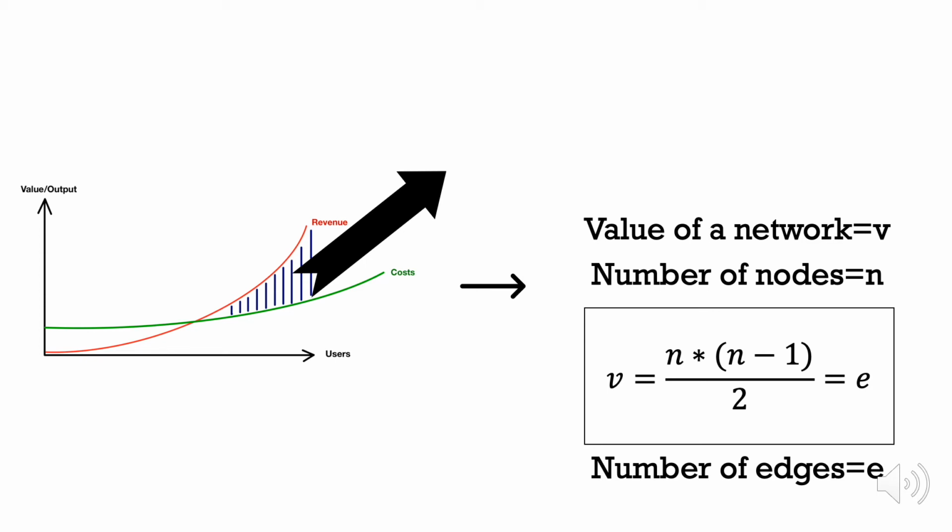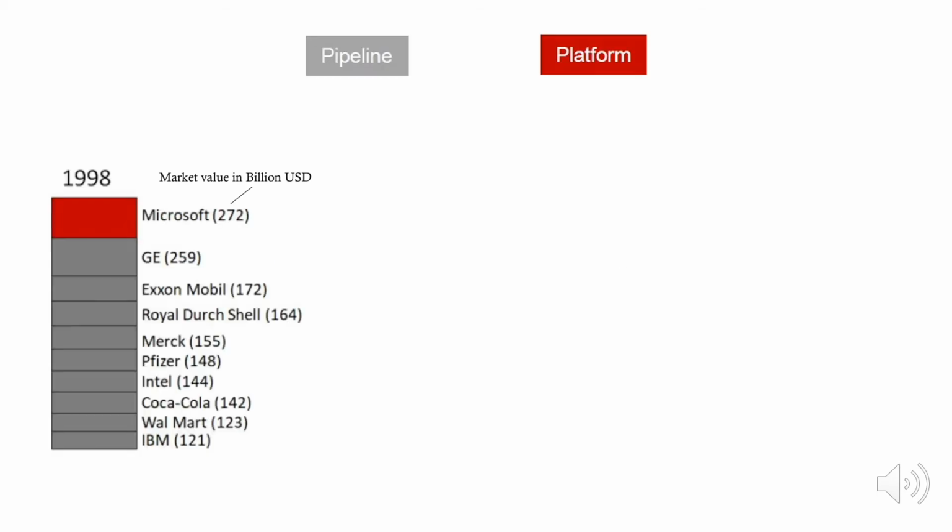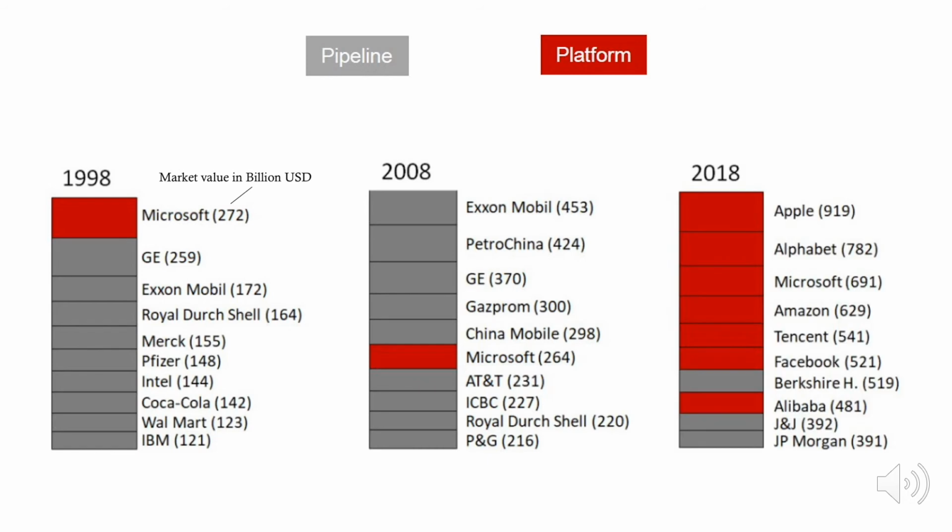If we take a look at the development of the 10 biggest companies worldwide from 1998 to 2018, we can see a clear shift from traditional pipeline businesses to platforms. This shows the immense importance and potential in today's economics. Due to the properties of network economics, we expect that in a couple of years, all of the 10 biggest companies will be platforms. We chose to apply the lens on HomeGate.